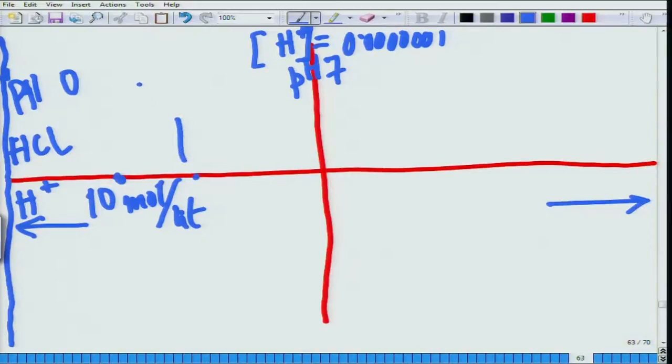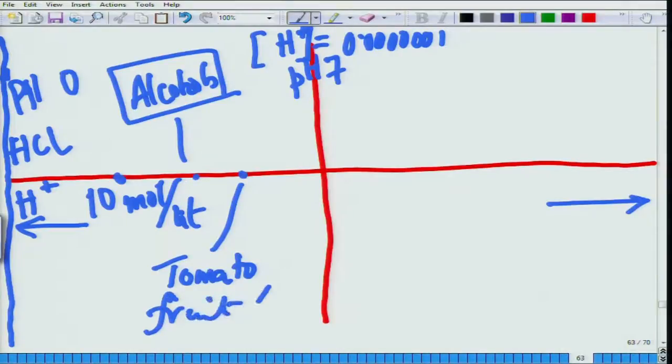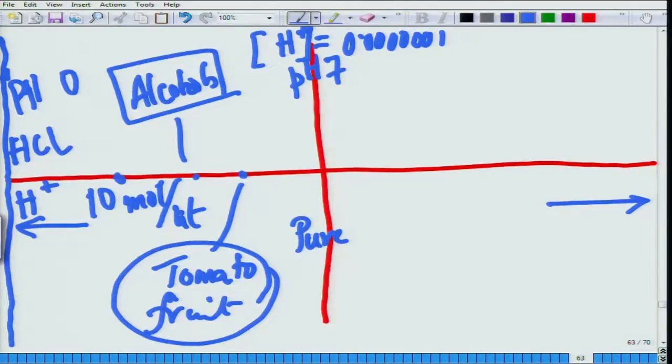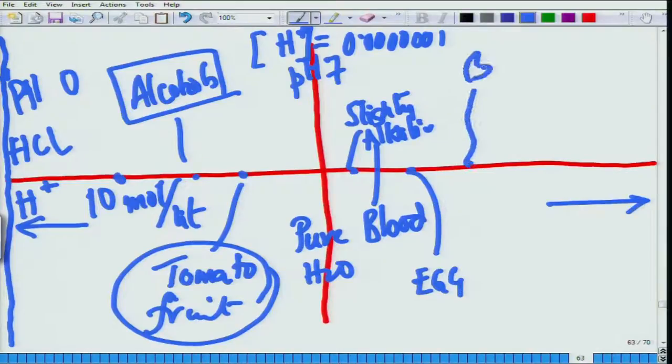Same way, out here you have the alcohols. That is why whenever you consume alcohol or beer or these kinds of things, you feel acidic, or you know, tomato juice or fruit juice, they are all acidic. Whenever you consume this, you are increasing the acid of your system, and this is pure water. And on the basic side of it, this is your blood, body blood is slightly alkaline. Slightly more alkaline is the egg, and then you have the bleach, which is very alkaline, and which helps you to clean your clothes.